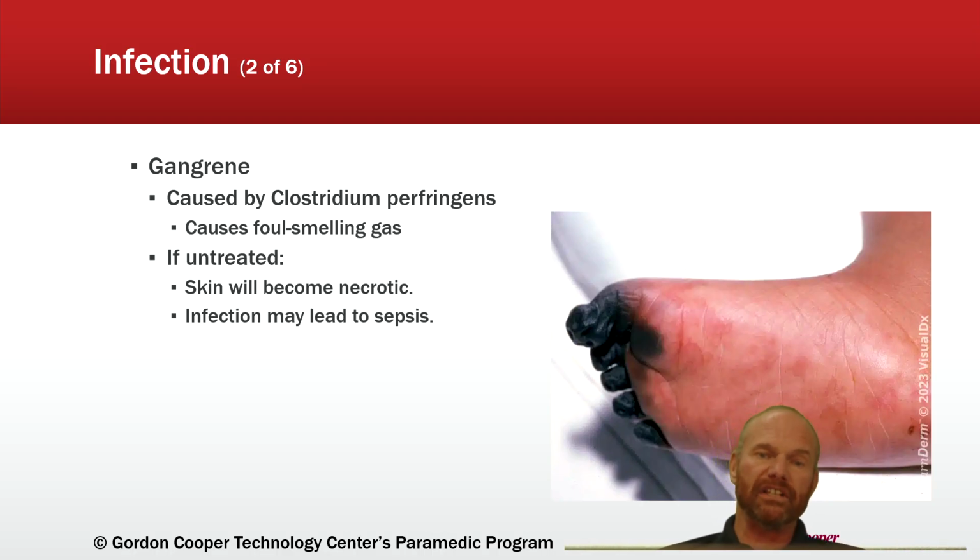escalates. So suspect gangrene if they have a chronic risk factor such as diabetes, numbness, coolness, or swelling of an extremity, discoloration of the limb to black, blue, or even red, which is a late sign. And then if it's untreated, that skin will become necrotic, and infection can lead to sepsis.